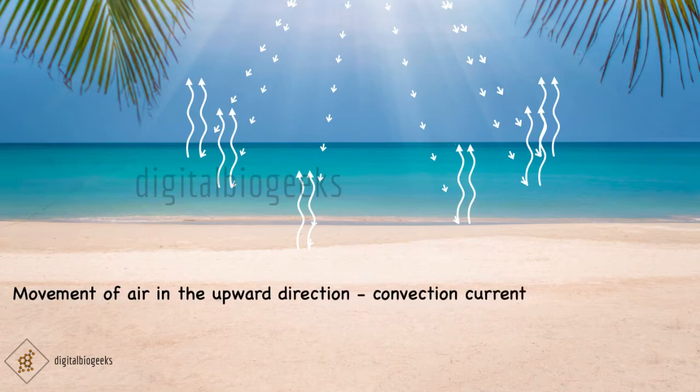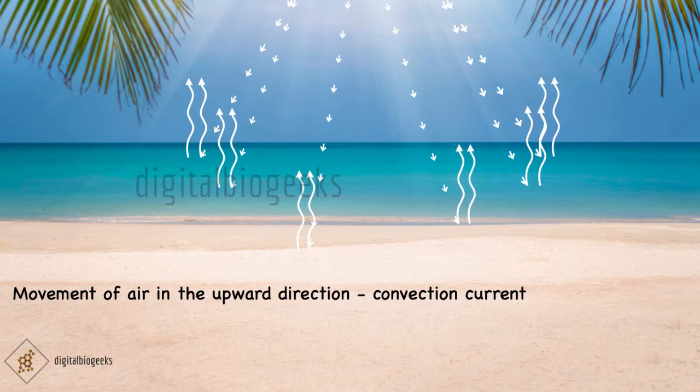Convection current means the air above the land becomes hot. The air above this land will become hot and it will move up. As the air rises, it expands and cools down. This movement of air in the upward direction is called the convection current.